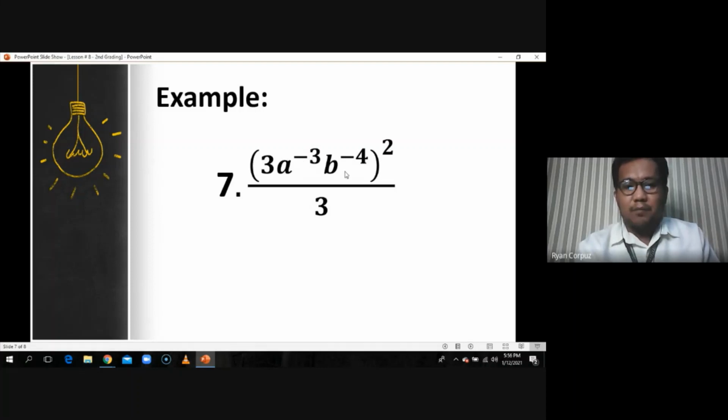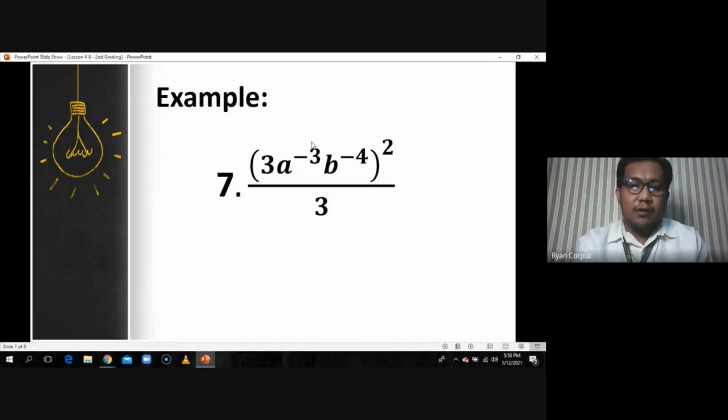Then this a and b, since parehas negative yung exponent nila nang in-apply natin yung power rule, we will put it on the denominator part. So a raised to negative 6 and b raised to negative 8, magpupunta sa denominator part. So magiging, kasama niya na yung 3. So magiging 3 a raised to 6, b raised to 8. At sa numerator ay 9.